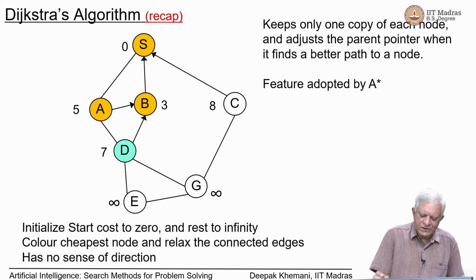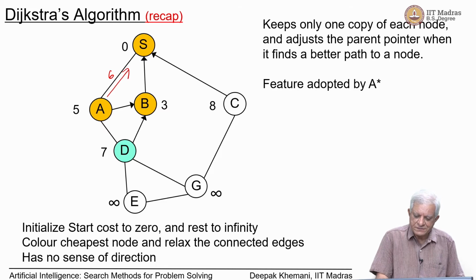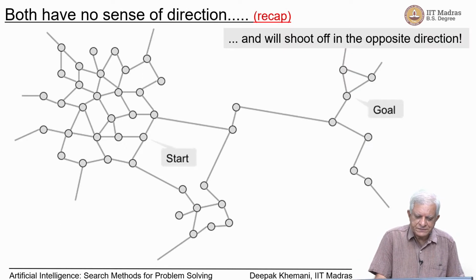It keeps only one copy of each node and adjusts the parent pointer when it finds a better path to that node. So, we saw that initially, when we started by expanding A or inspecting A as a child of S, we thought that S is the best path to A, and if you remember, that was of cost 6, but later we found this cheaper path which was via B, which is of cost 5. This is a feature we will adapt into A star.